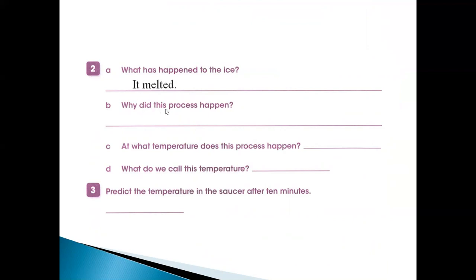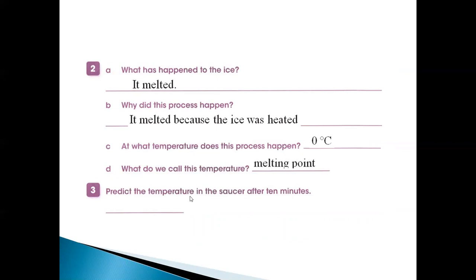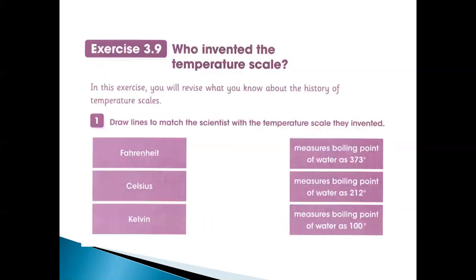Why did this process happen? Because of heat. The ice melted because it was heated. At what temperature does this process happen? At 0 degrees centigrade, ice starts melting. What do we call this temperature? Melting point. Predict the temperature in the saucer after 10 minutes. After 10 minutes, it is above 0 degrees, because after some time the temperature starts to increase. But for the first 5 minutes, it stays at zero while it starts melting.